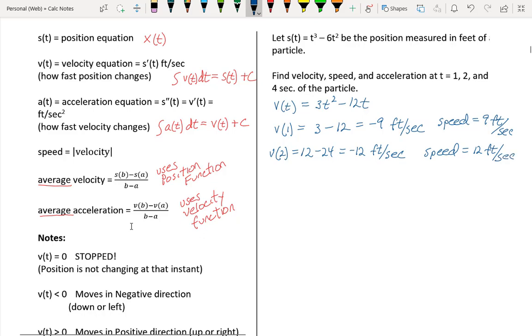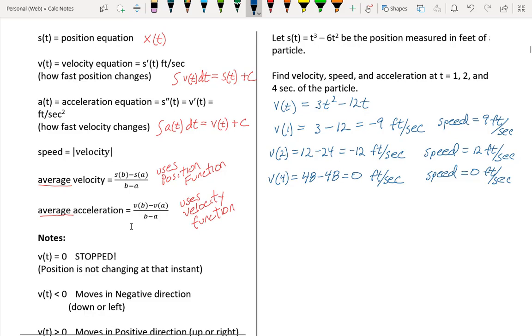And then finally the last one, v of 4. So 4 squared, where's my function? 4 squared is 16. 16 times 3 is 48. Minus 12 times 4, which is 48. So it equals 0 feet per second, which means my speed is also 0 feet per second. So that's speed versus velocity there.